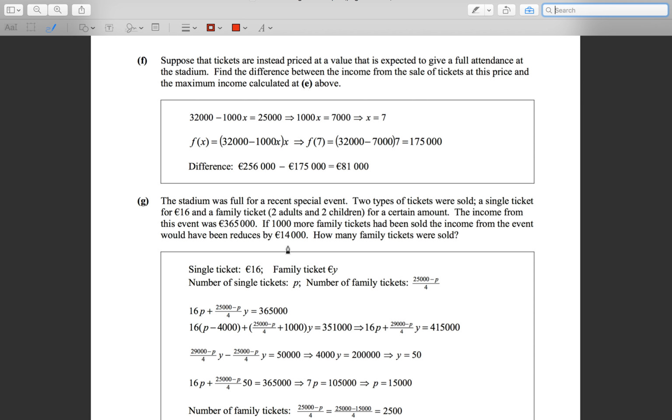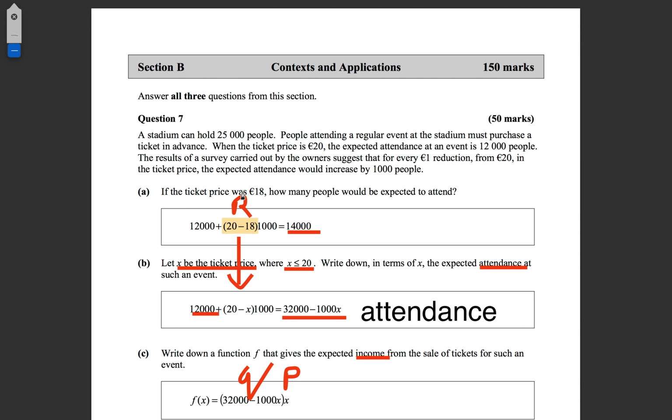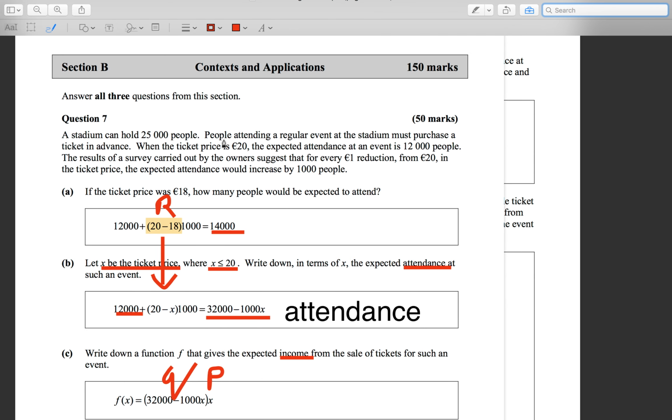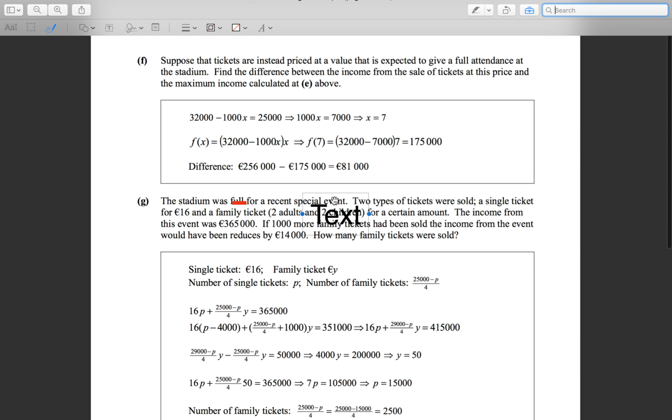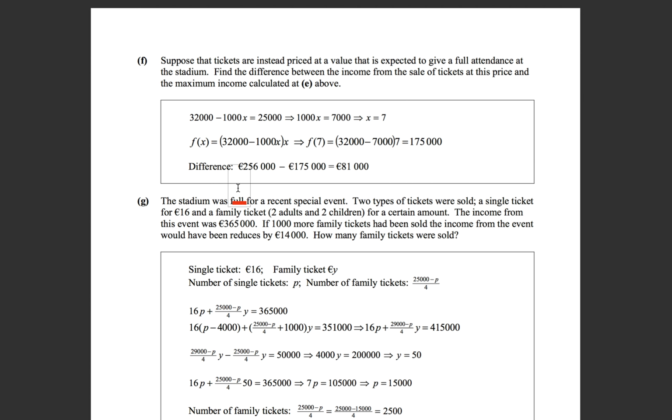Move to G. The stadium was full. So what is full? That's 25,000 people. Two types of tickets were sold: single for €16 and family ticket for a certain amount. We don't know how much the family ticket cost. That's a question mark. The income from the event was €365,000.